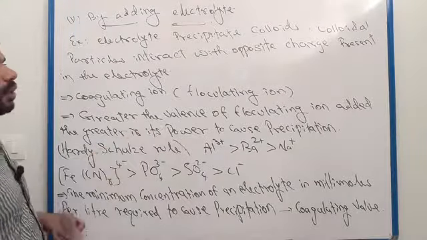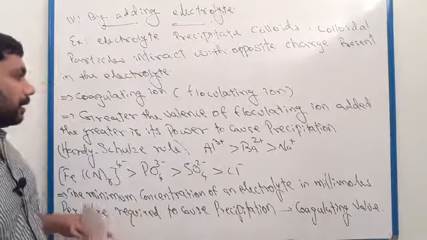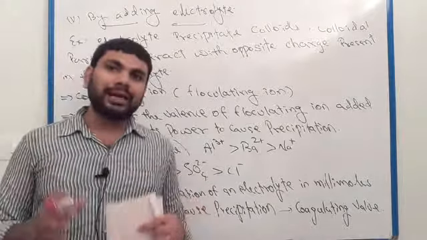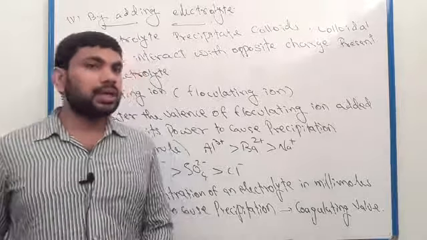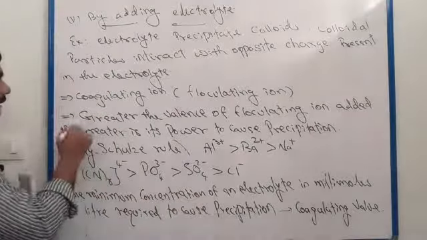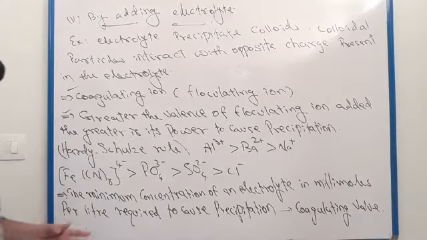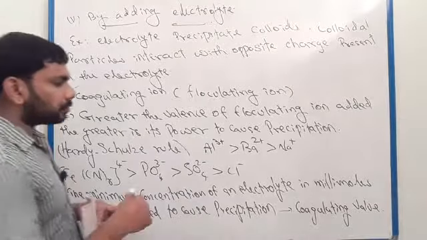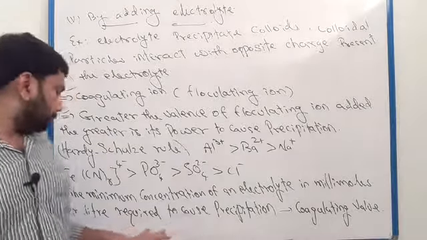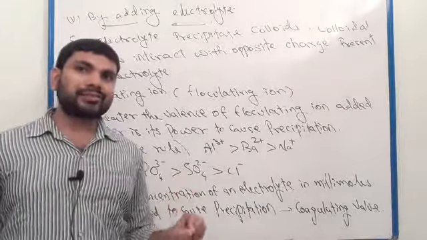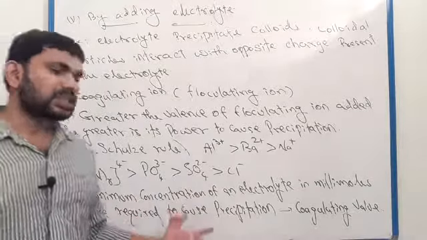Greater the valency of the flocculating ion added, greater its power to cause precipitation. That means the flocculating ion with a higher valency has high power to coagulate colloidal particles. This is the Hardy-Schulze rule. You understand? And after this last point in this slide, we have to discuss coagulating value, which means the minimum concentration of electrolyte in millimole per liter required to cause precipitation.